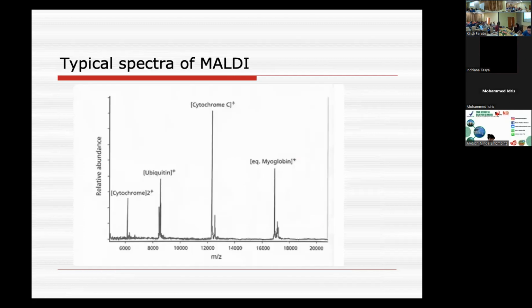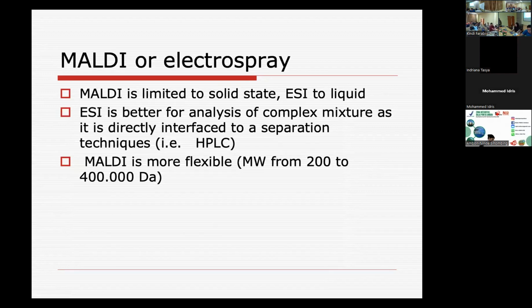Berikutnya, ini seperti contohnya. Tidak ada pola fragmentasi. Jadi yang ada adalah molecular weight seperti ini. Ini kita ketahui contohnya myoglobin, sitokrom, dan keluarlah berat molekul yang kita amati. Jadi ini MALDI.